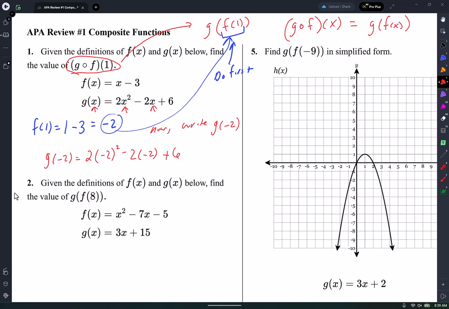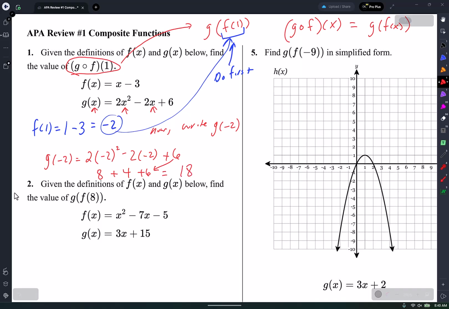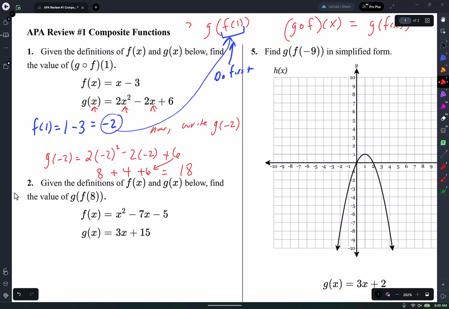So negative 2 squared, negative 2 times the negative 2 is 4, and 4 times 2, so this is 8. And then negative times the negative is positive, so this is going to be plus 4, and then that plus 6. All right, let's see, 8 plus 4, that's 12, and 12 plus 6, so there it is. So you can just write G circle F, that actually means G composite of F at 1 is equal to 18.